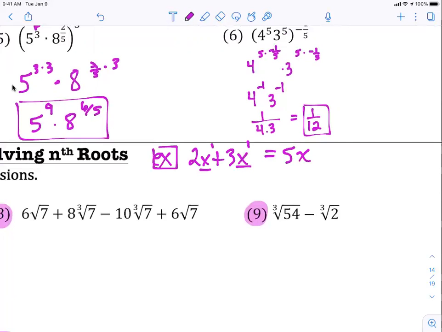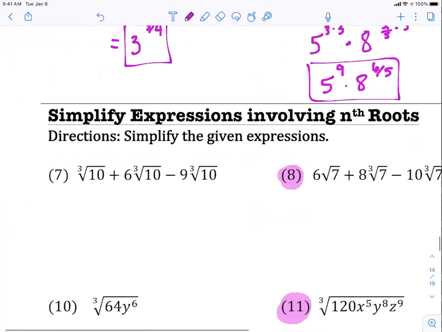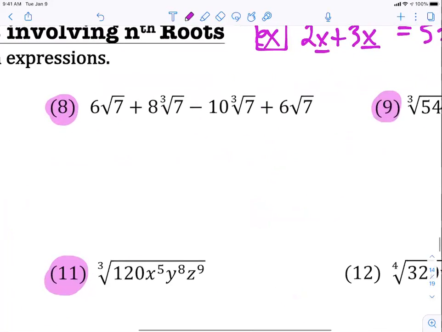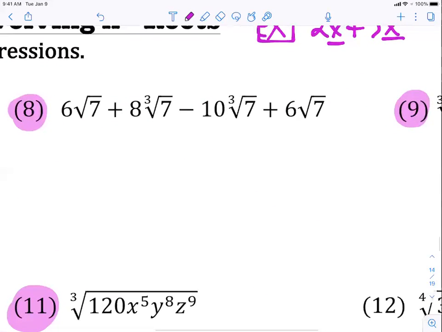When we're adding terms with not just square roots, but any sort of roots, we are going to attack this in somewhat the same way. So for example, if you look at number 8, the first thing I see is that we are adding and subtracting.